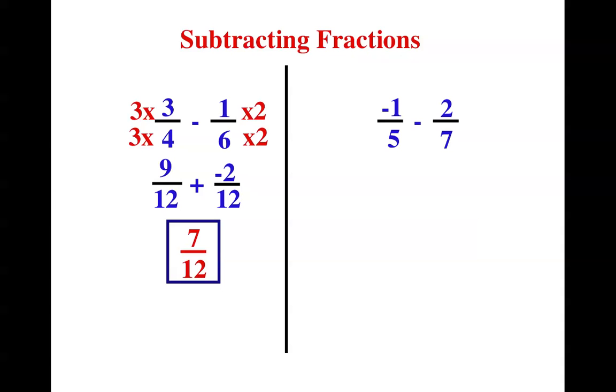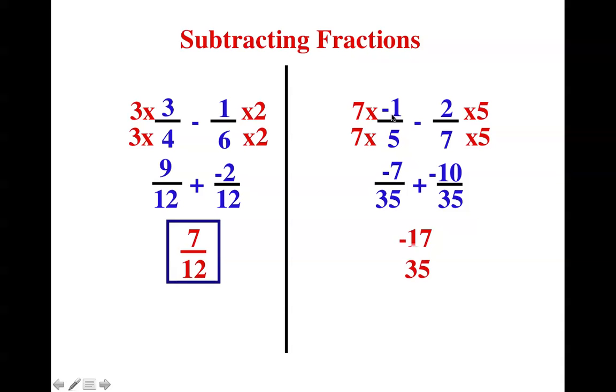Over here, I'm going to need to get a common denominator. Common denominator is going to be 35. When I add the opposite will be -2. I end up getting -2 times 5 gets me -10. -1 times 7 gets me -7. And since they are both negative, -7 plus -10, they're the same thing, so I add them together. I have 17 negatives, so my answer is -17/35.